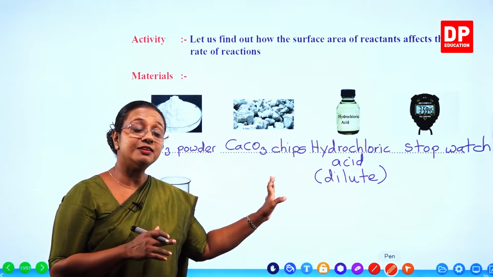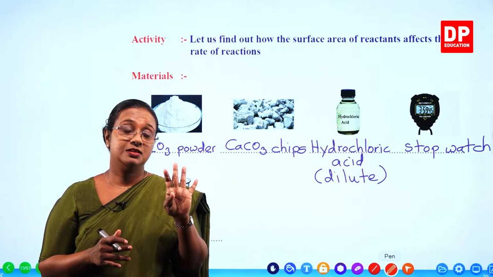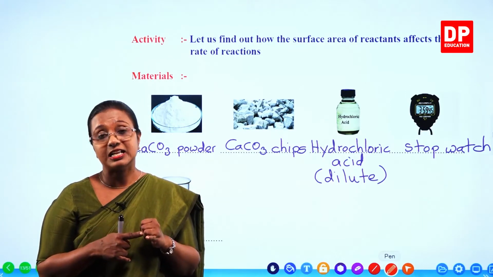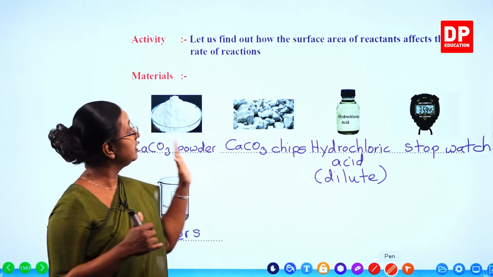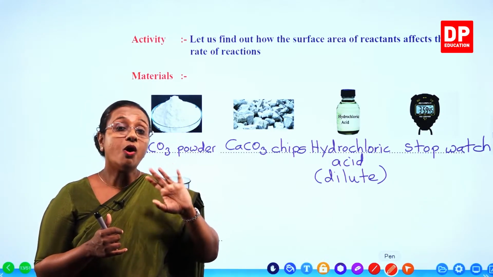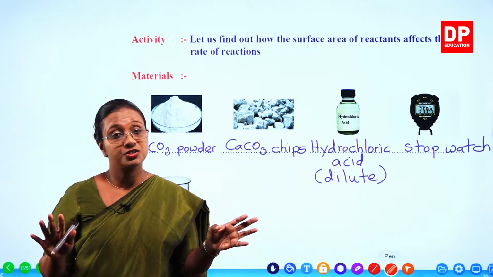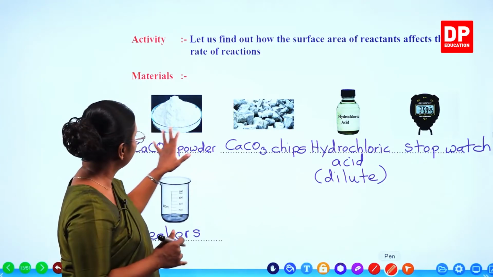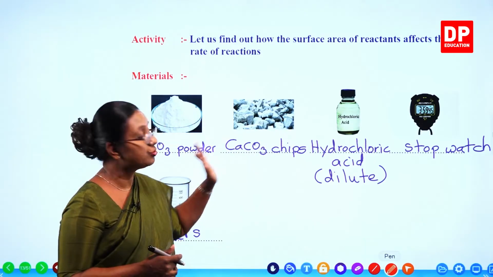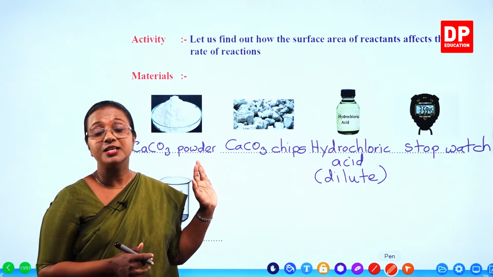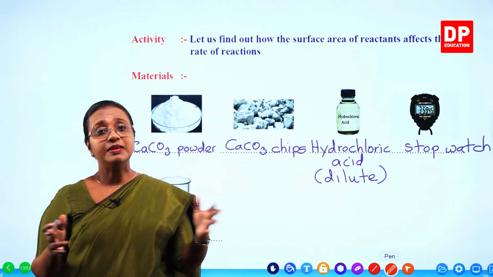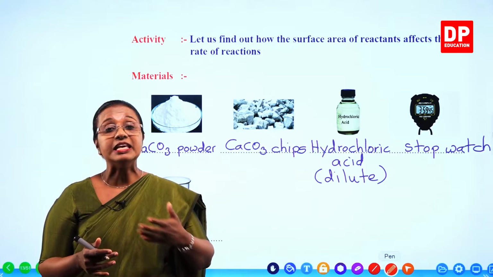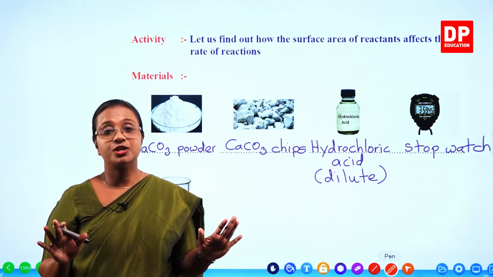Now, when you do these activities, students, we discuss 4 factors: surface area of reactants, temperature, concentration, and catalyst. So, when we are observing the effect of one factor, all the other factors have to be constant. So, we need to have the same amount of reactant. If you take 10 grams of calcium carbonate powder, you should take 10 grams of calcium carbonate chips. The temperature, we will be doing the activity at room temperature, so that won't change. We will not be adding any catalyst, so that is also not a problem.